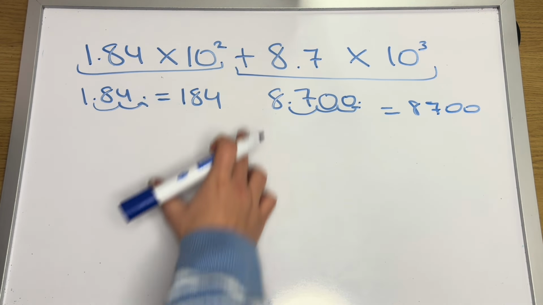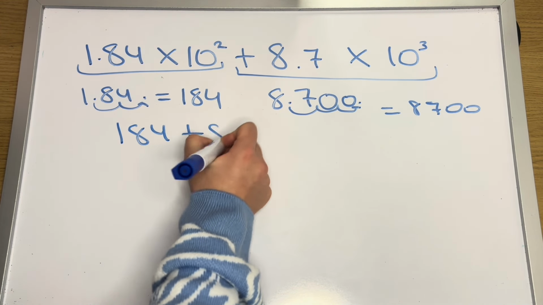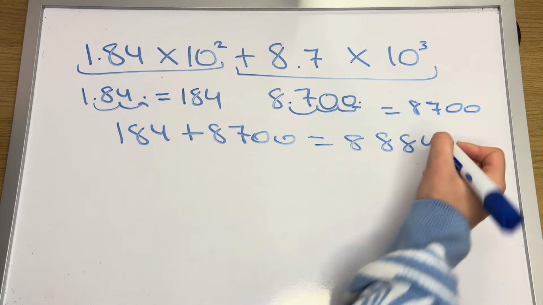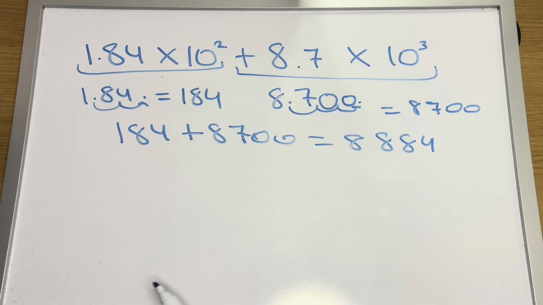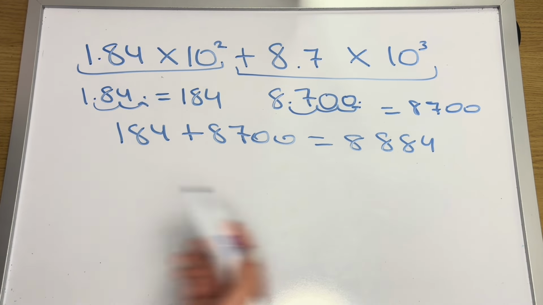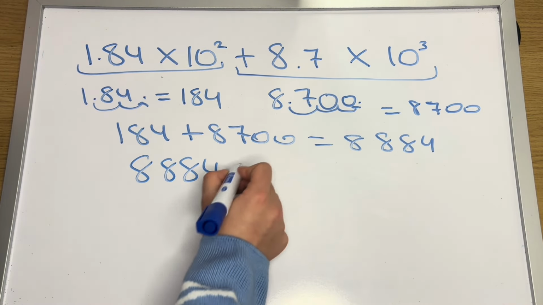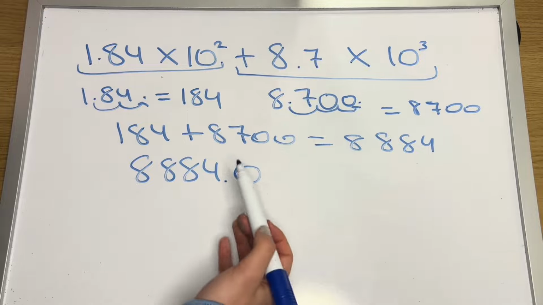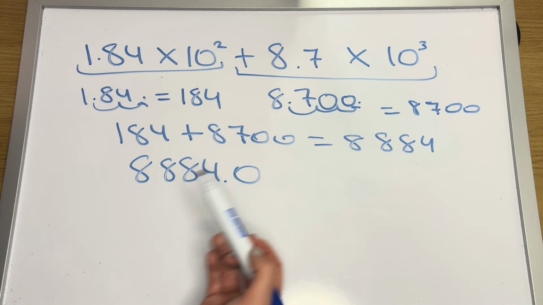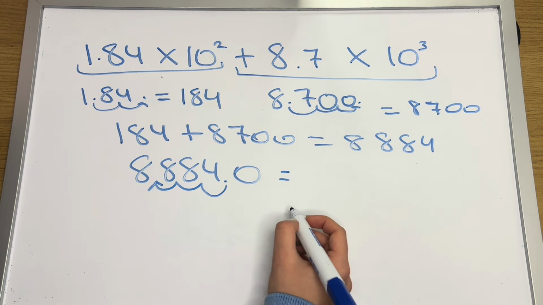Now I have my 2 numbers. Perfect. Now we're going to either add or subtract them, whatever the question's saying. So 184 plus 8,700 will give us 8,884. But that's not my answer. Then I have to take this and convert it into standard form. So I'm going to take 8,884 and do my decimal point, see how many times I have to move this decimal point in order for this number to be less than 10 but more than 1. So 1, 2, 3. I'm moving it 3 times.